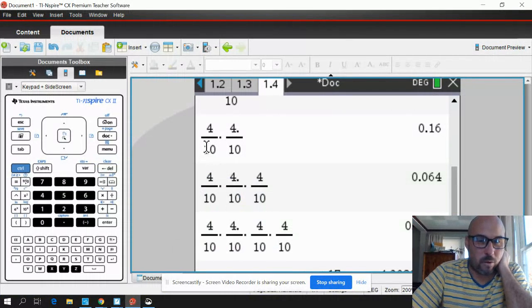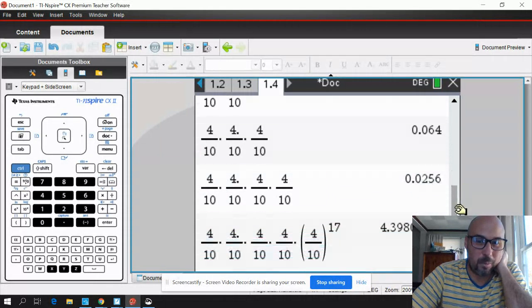On the calculator, I did 4/10 times 4/10. As a decimal, it's 0.16. I took 4/10 times 4/10 times 4/10, 0.064. So it's getting a little bit smaller. 4/10 is 40%. So when you multiply these two, this means you're taking 40% of 40%, and that's 16%. And then here you're taking 40% of this, which was 16%. So what's 40% of 16%? It's even smaller. It's 0.064. So 0.4 times 0.4 times 0.4 is this.